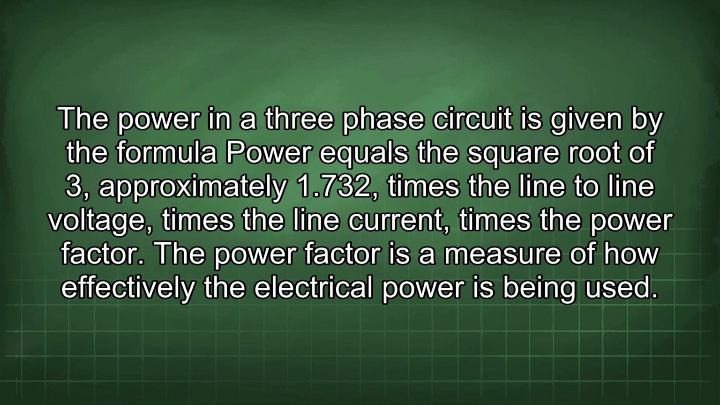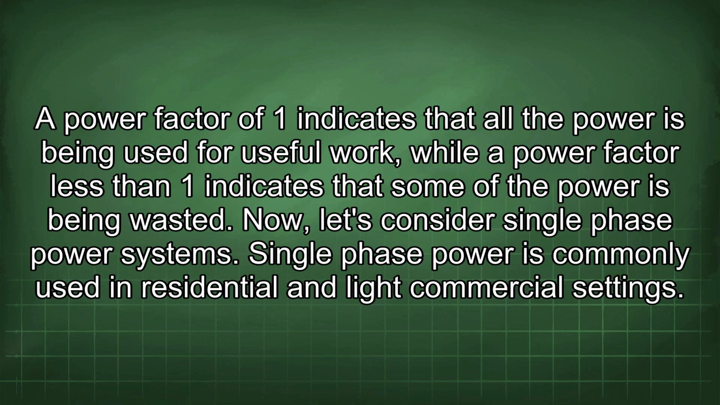The power in a 3-phase circuit is given by the formula power equals the square root of 3, approximately 1.732, times the line-to-line voltage times the line current times the power factor. The power factor is a measure of how effectively the electrical power is being used. A power factor of 1 indicates that all the power is being used for useful work, while a power factor less than 1 indicates that some of the power is being wasted.